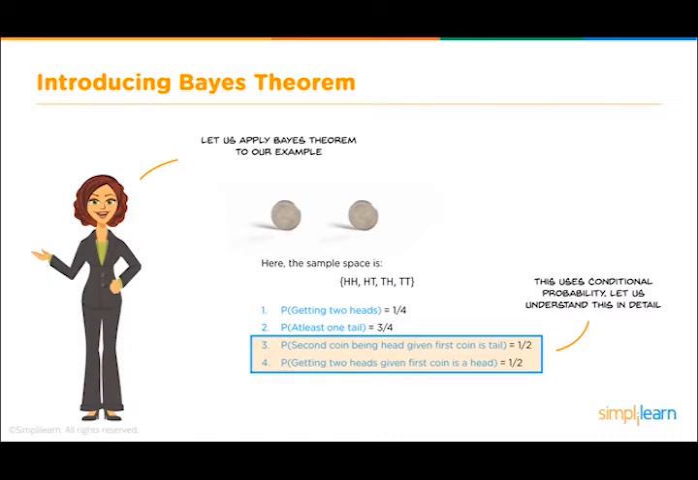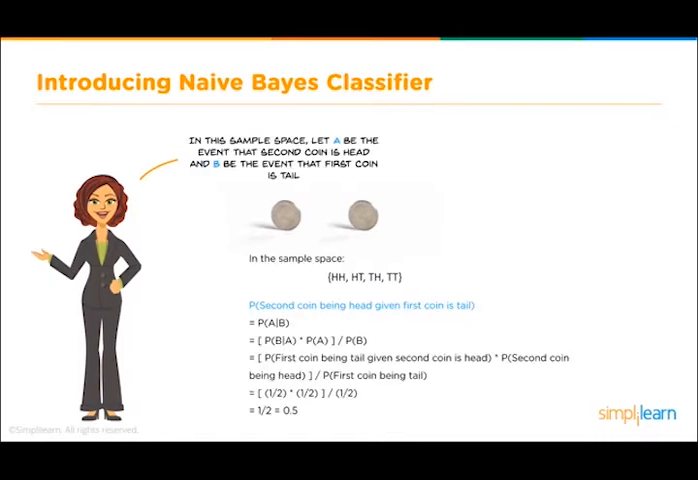But let's stick to the simple example for now. In this sample space, let A be the event that the second coin is heads and B be the event that the first coin is tails. Again, we reversed it because we want to know what the second event is going to be, so we're going to be focusing on A. And we write that out as the probability of A given B. And we know from our formula that this equals the probability of B given A times the probability of A over the probability of B.